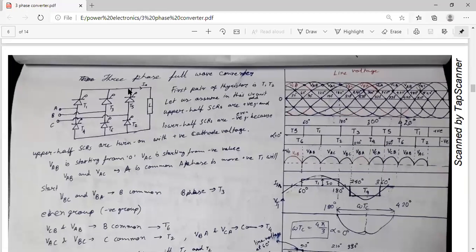Three phase full wave converter, this is a diagram of three phase full wave converter. We will now start drawing this one, how to draw the line voltages. You have to draw like this.